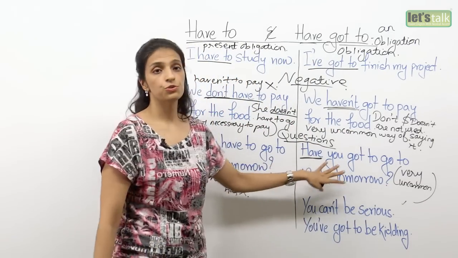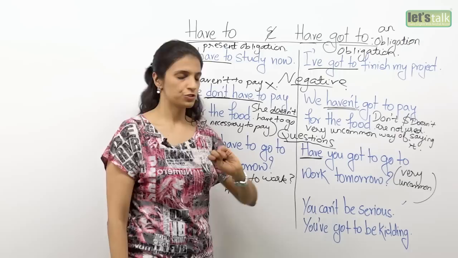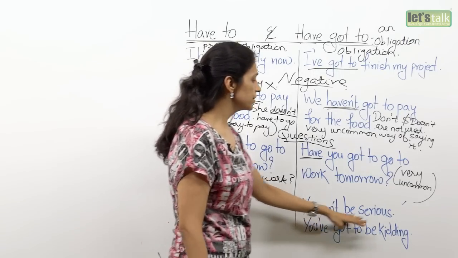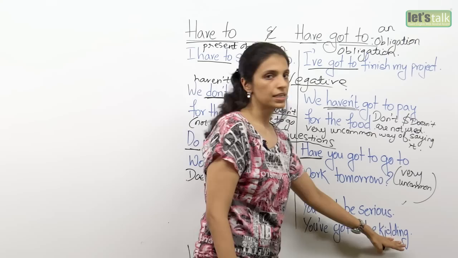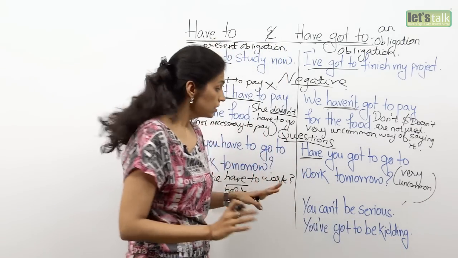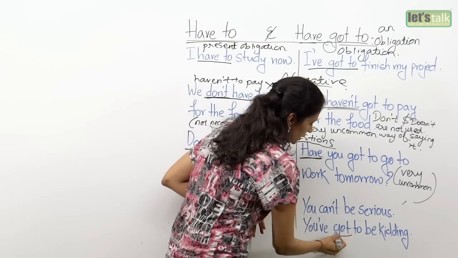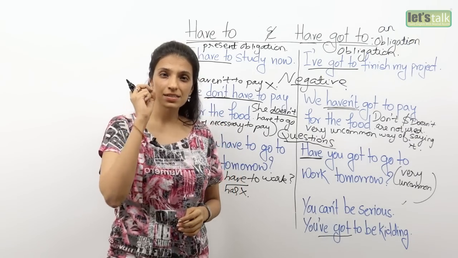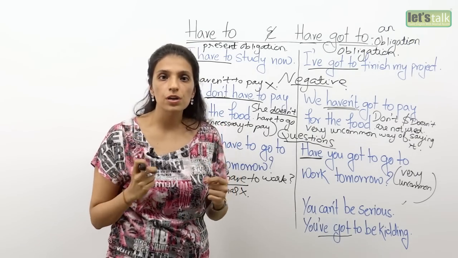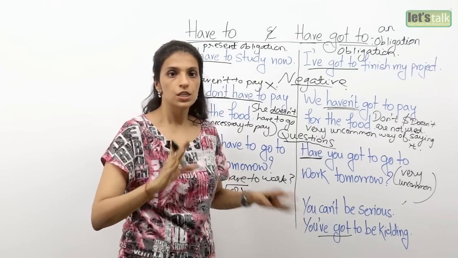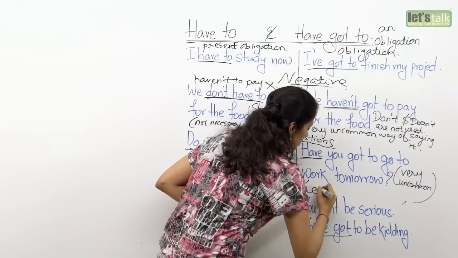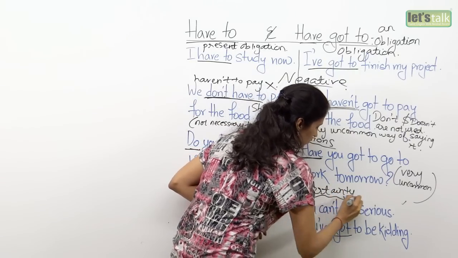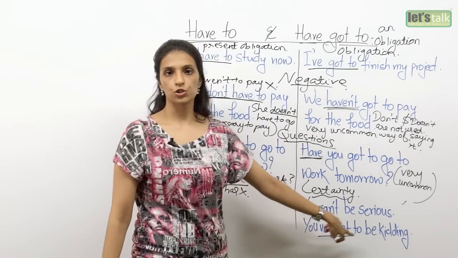Okay, but you can use this in the form of a question. Now I have a sentence here: you can't be serious, you've got to be kidding. Here, you've got to be does not mean an obligation that you have to be kidding. This is a certainty, like you're quite sure. I mean, I'm sure you're kidding. So when you talk about some certainty, you use you've got to be kidding.